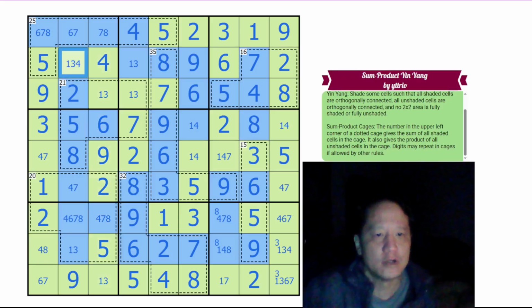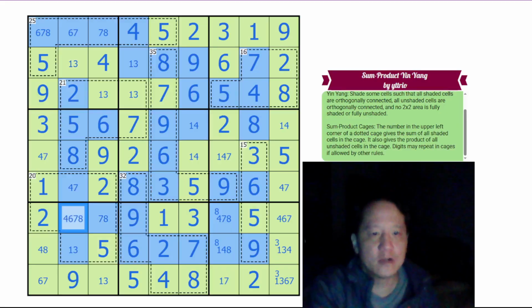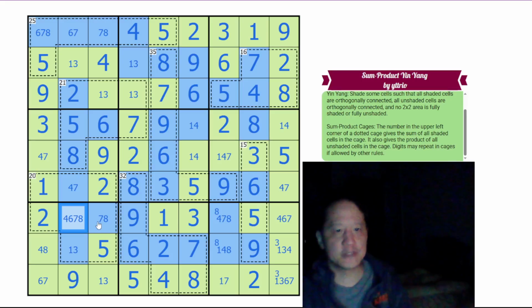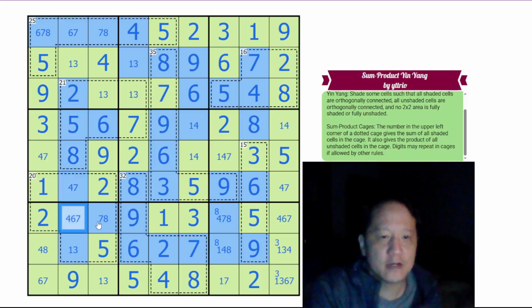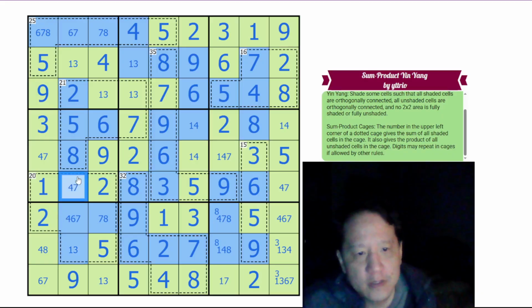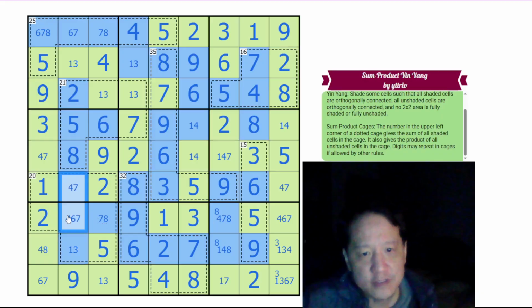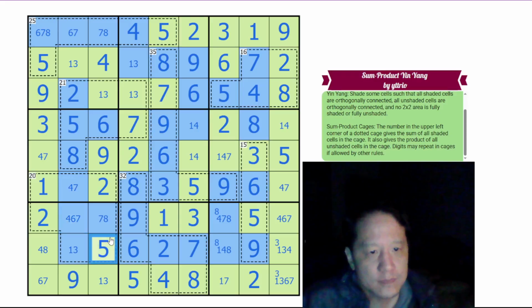It's 4. That eliminates 4 here, 4 here. This can't be 8 because of 8 in the column. So one of these is 4. Can you ever have 4 with 3? Yes, 4, 3, 6, 7 works.